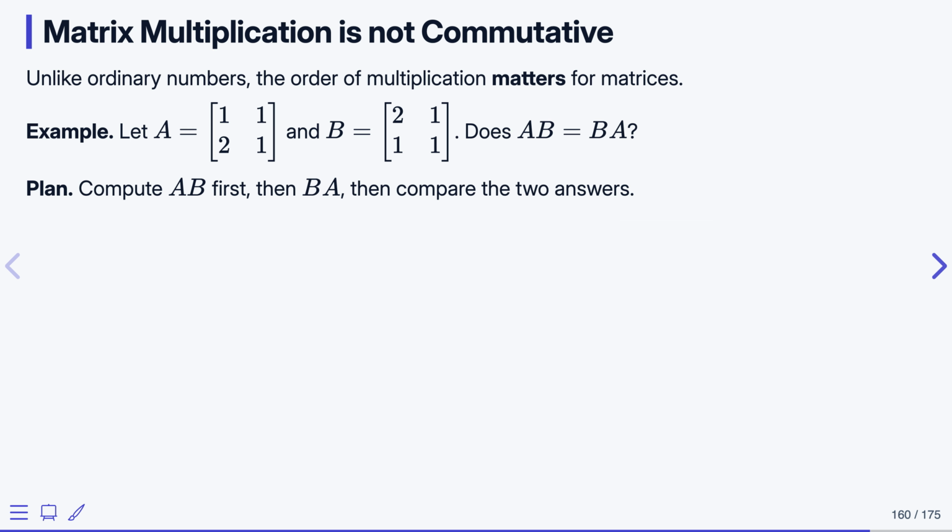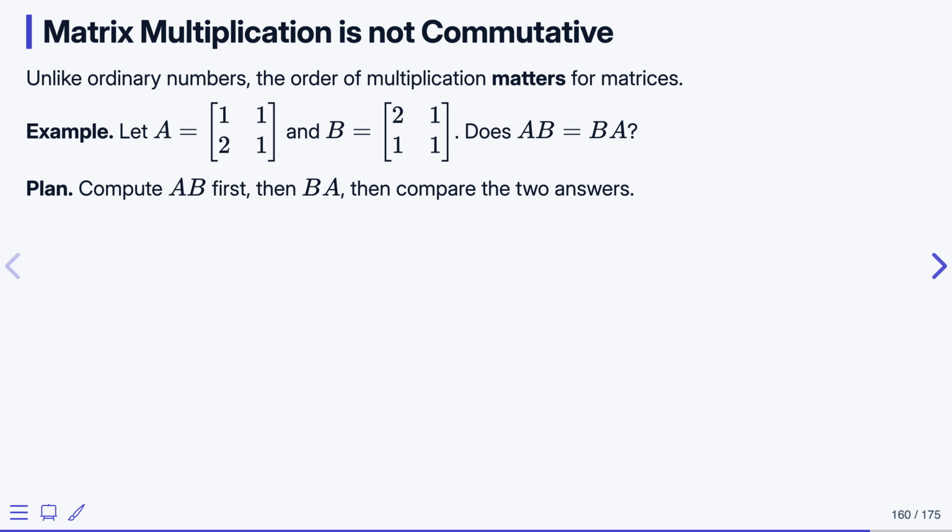With ordinary numbers, 3 times 5 equals 5 times 3. With matrices, this is usually false, and order matters. Take A to be the 2 by 2 matrix with rows 1, 1 and 2, 1. Take B with rows 2, 1 and 1, 1. The question is whether A times B equals B times A.